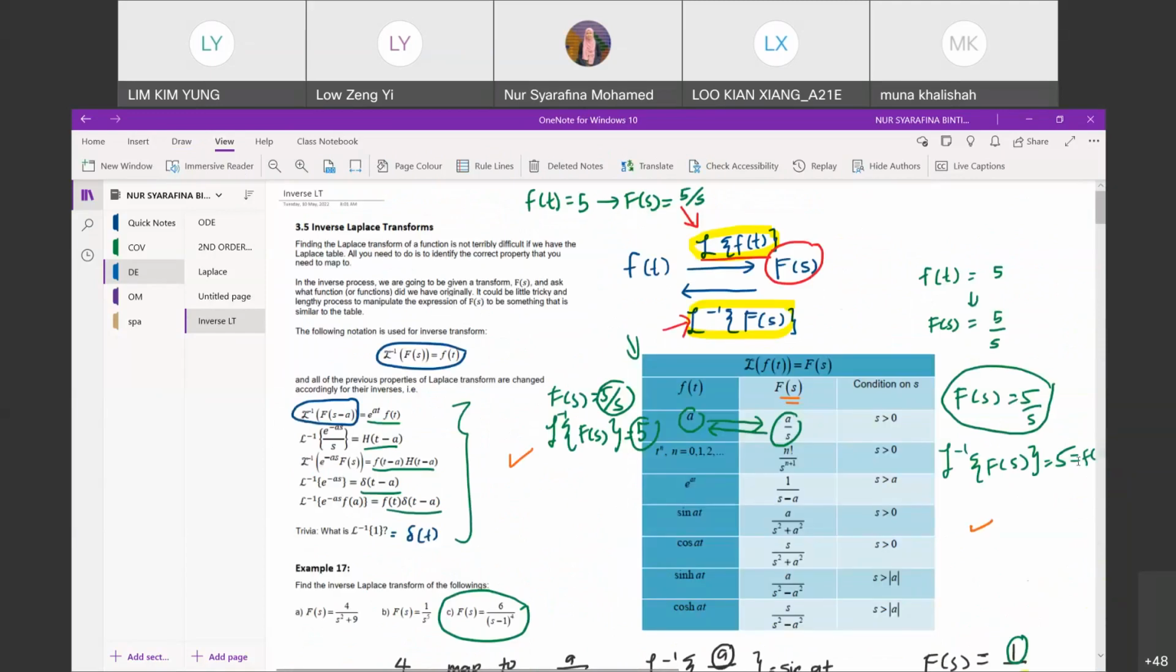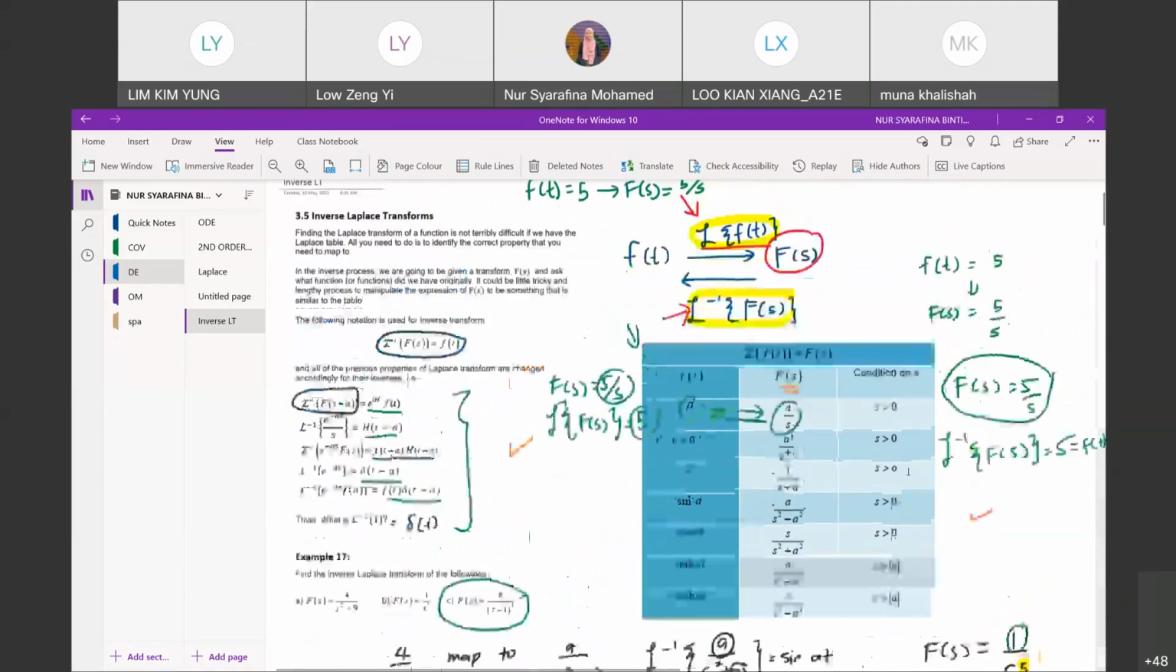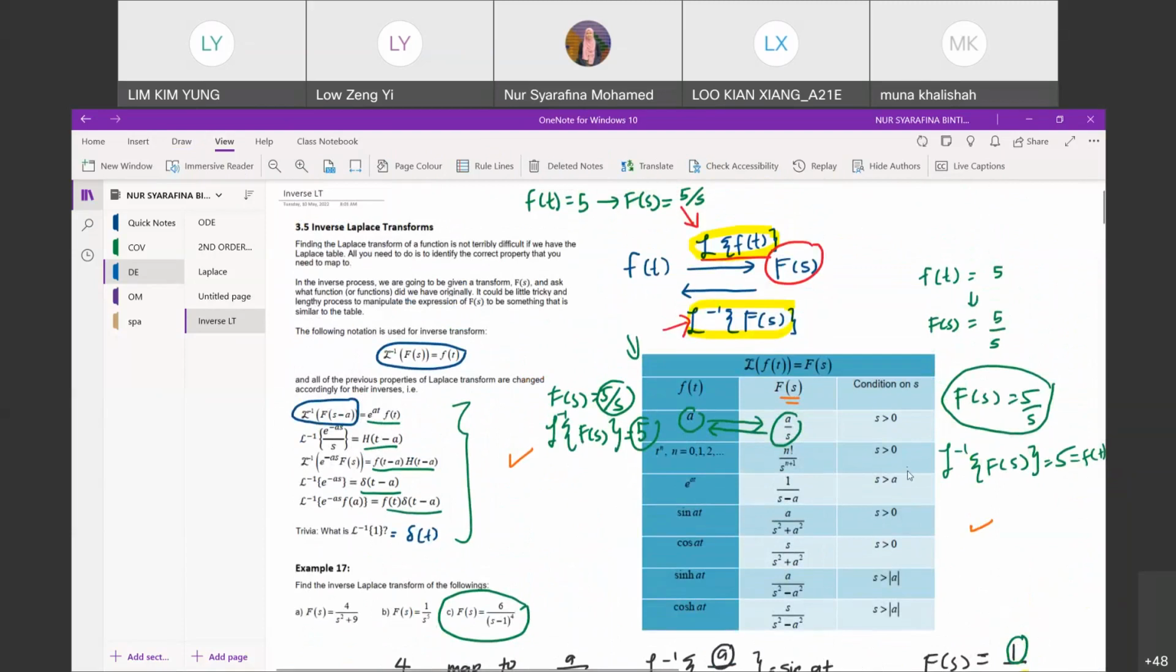Now, that one is from the table of transformation. You have to understand whether that function has s to the power of something as the denominator. Then you know it comes from t to the power of n. If you have the function in terms of s minus a as your denominator, then your function is in terms of an exponential. So that's why you need to understand the function first. That one is from the table of transformation.